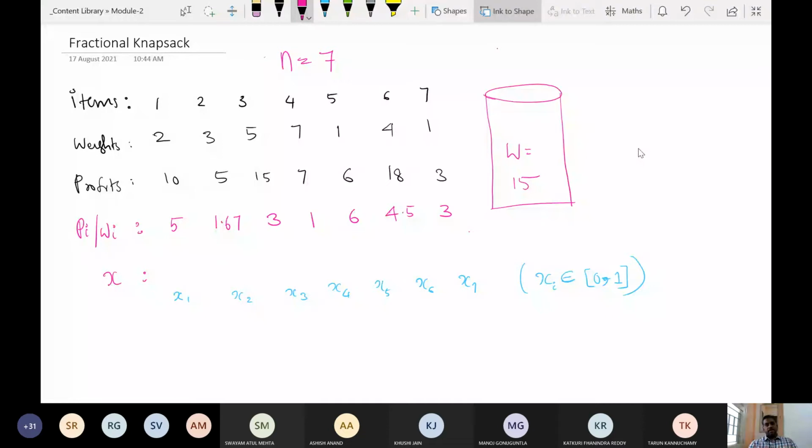Lab and theory both are the same. In fact, some of the experiments that we cover in theory portions, we will cover in lab also. So there is no point in repeating the same thing in theory. It is just a waste of time. So that's it. Now let us discuss what is the fractional knapsack problem.